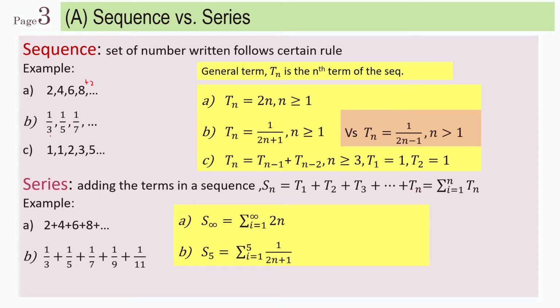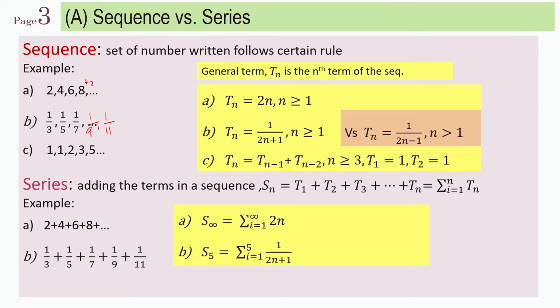Okay, and then the second one we are looking at is 1 over 3, 1 over 5, 1 over 7. Maybe you couldn't recognize what this is, but you can recognize 3, 5, 7 are odd numbers. So the next one is 9, so the denominator is 9, and then the next denominator is 11, and the numerators are the same, 1. So this one is following a certain pattern.